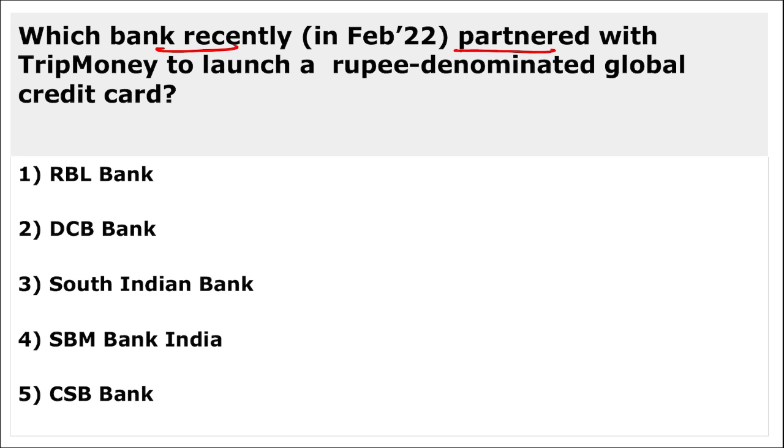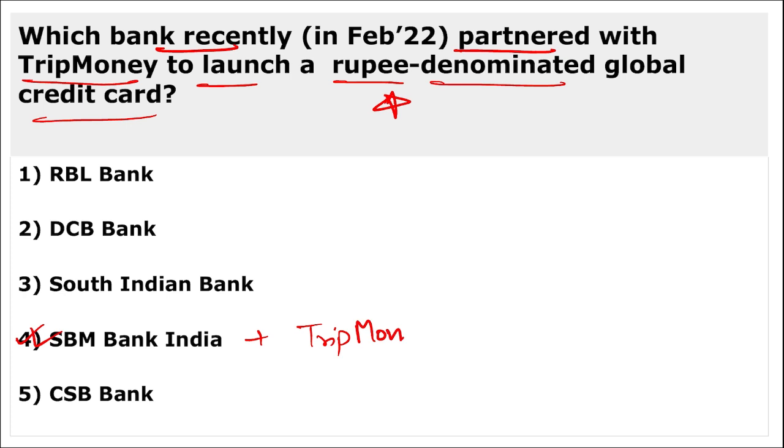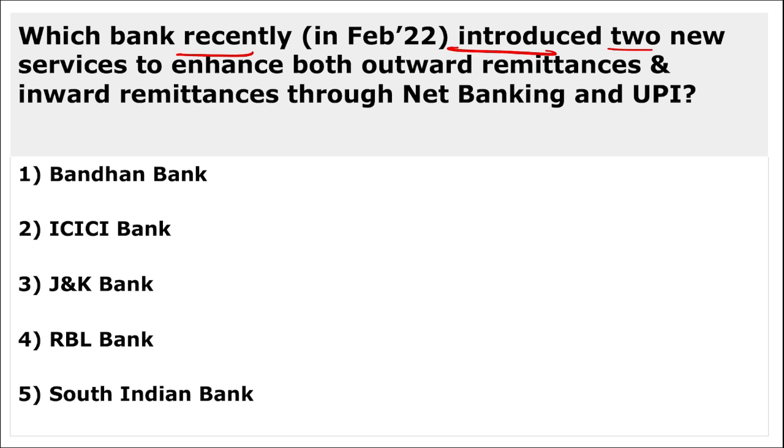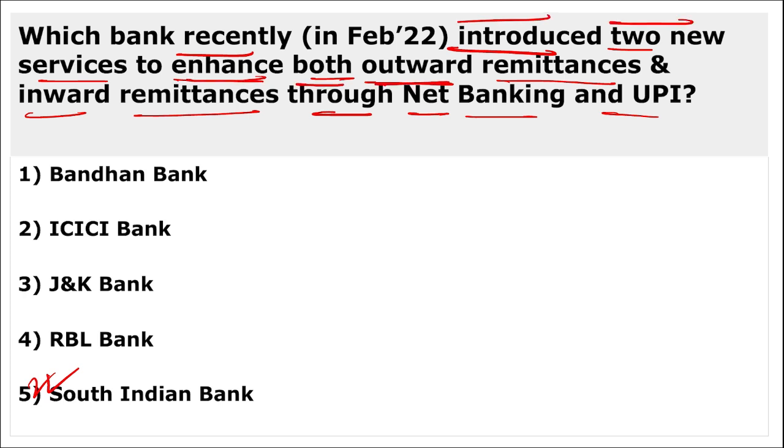Next, which bank recently partnered with Trip Money to launch a rupee denominated global credit card? Rupee denominated credit card is recently launched by which bank that has tied up with Trip Money? It is your SBM Bank India that has partnered with Trip Money to launch a rupee denominated global credit card. Important answer. Next, which bank recently introduced two new services to enhance both outward remittances and inward remittances through net banking and UPI? It is your South Indian Bank.